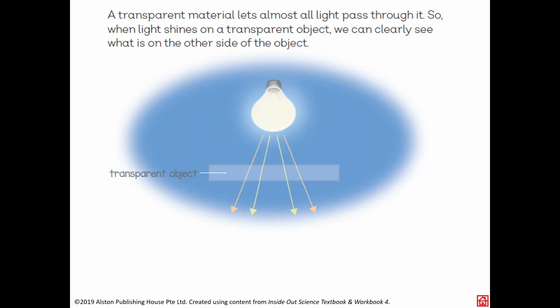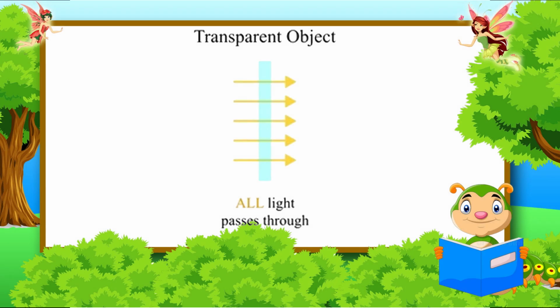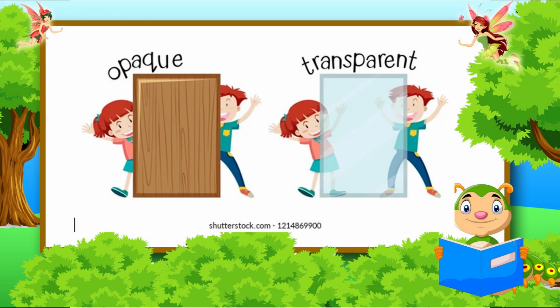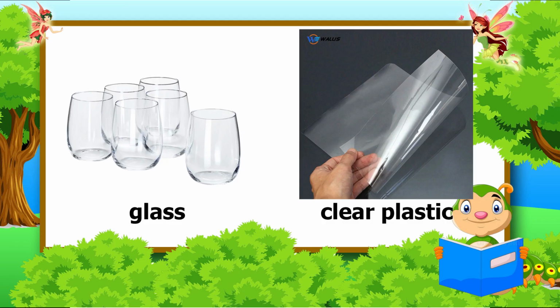The next one is a transparent material. This material lets almost all light pass through it. So when light shines on a transparent object, we can clearly see what is on the other side of the object. Examples of transparent material are glass or clear plastics. This material allows almost all light to pass through it.